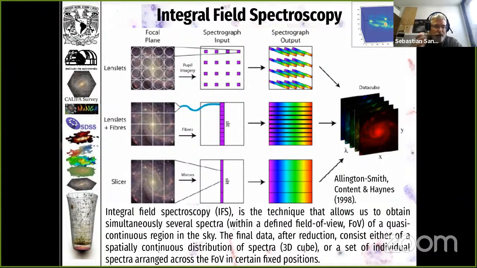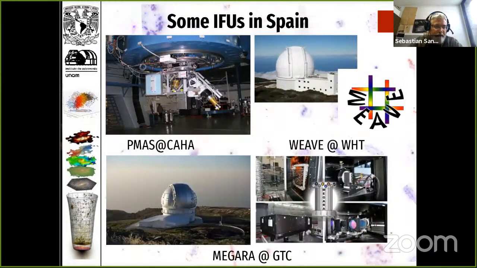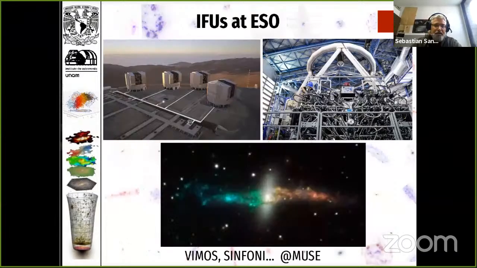There are several techniques that allow you to obtain this kind of data. I'm not going to go into detail. It's a technique that has been around for a while. It's not a very new technique. Indeed, it is nearly 30 years old or a bit more. However, it has been in the last 10 to 15 years that it has been exploited, in particular in the exploration of galaxies. These are some IFUs that you can find here in Spain. We still have PMAS in Calar Alto, WEAVE at the William Herschel when it's fully operational, and MEGARA is working at GTC. There are several IFUs at ESO, new and old, and ESO has made a big move to IFUs, and the biggest and most productive one so far is MUSE, which is like the jewel in the crown somehow.